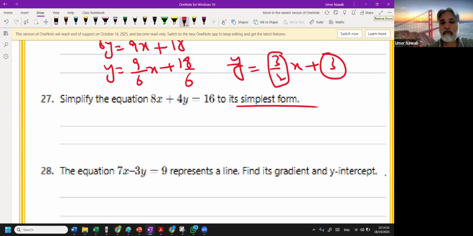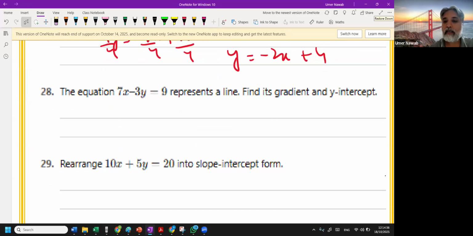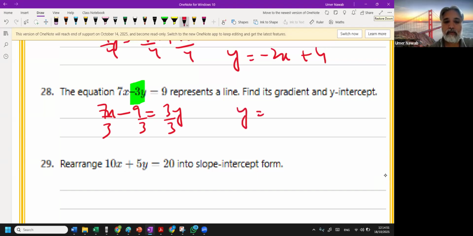when I do that, I have to divide all the terms. And when I write 4y is equal to negative x plus 16, so divided by 4, divided by 4, divided by 4. So y is equal to negative 2x plus 4. This is the simplest form. Now I want to write the gradient, the y-intercept. So since the y is negative, then I'm going to write 7x negative 9 is equal to 3y, divided by 3, divided by 3, divided by 3. So y is equal to, what is this? 7 over 3x, and minus 9 over 3 makes it minus 3.